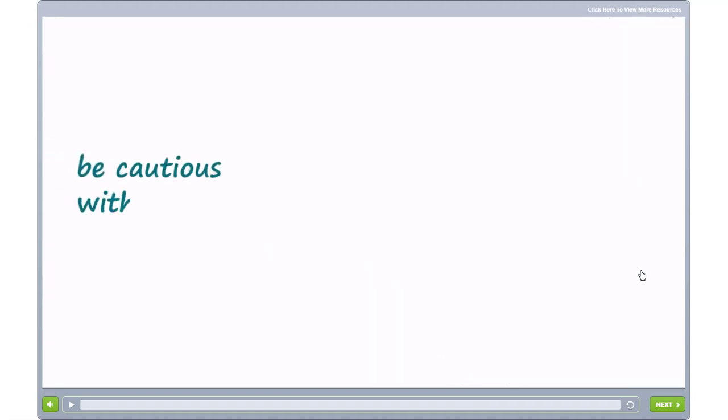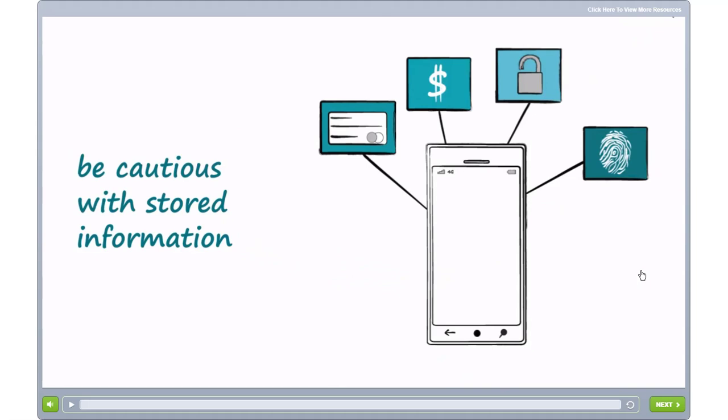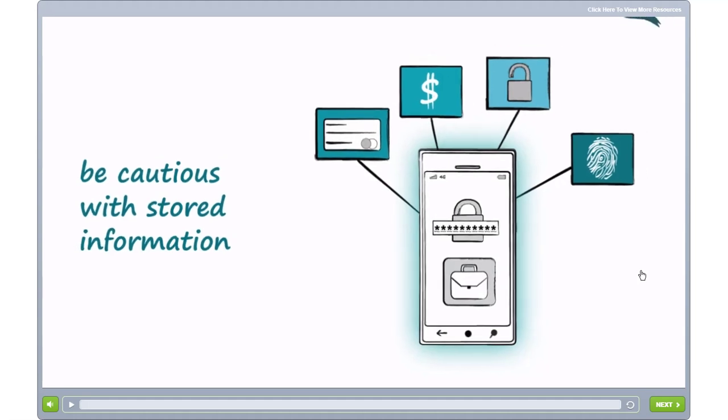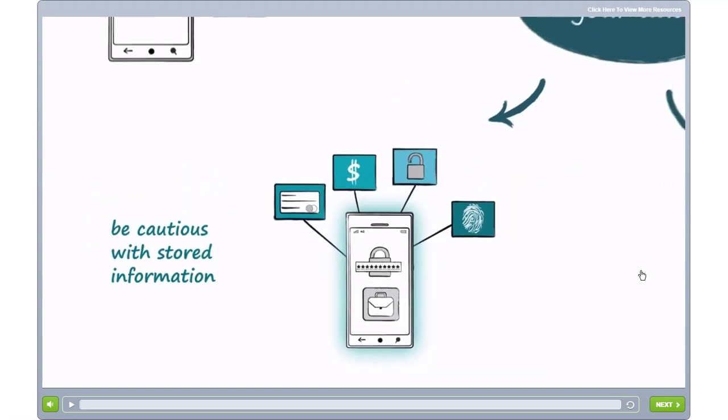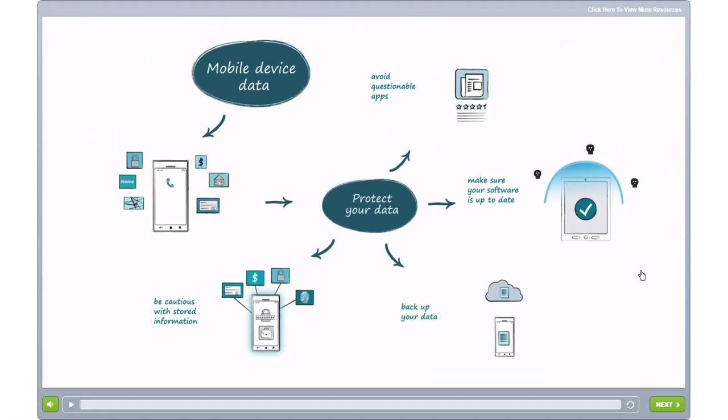Be cautious with stored information on your mobile device. Storing credit card digits, passwords, or other valuable information on your smartphone can be very convenient. If you choose to do this, make sure your information is secured. Always use a strong password on your device, and consider a reliable password manager app to prevent unwanted access to your data. By protecting the data on your mobile devices, you can help prevent personal information from being lost or stolen, providing a safer and more enjoyable mobile experience.